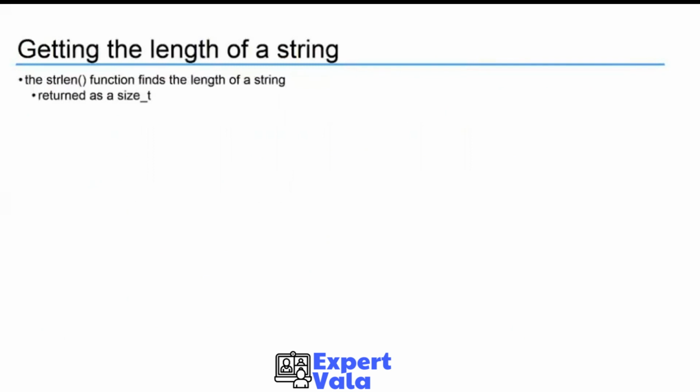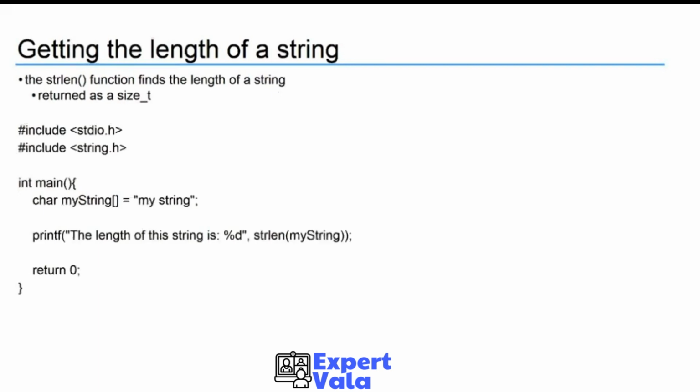Getting the length of a string, strlen is a function that finds the length of the string. It's pretty straightforward. It's returned as a size_t variable. You can pretty much use the size_t variable interchangeably with an int. But first, you will have to include that string header file if you want to use strlen. And this is how you use it.